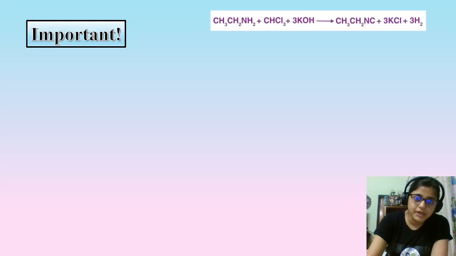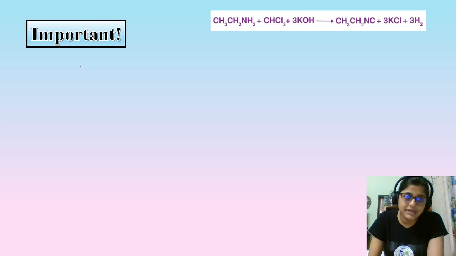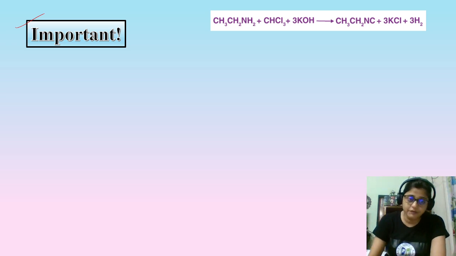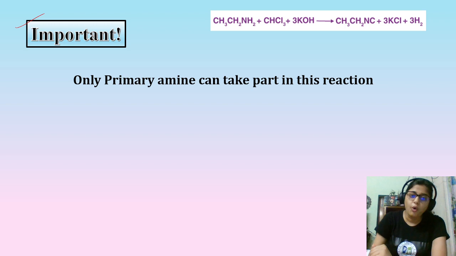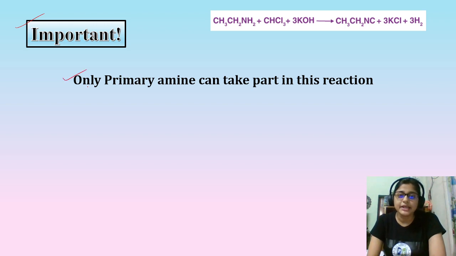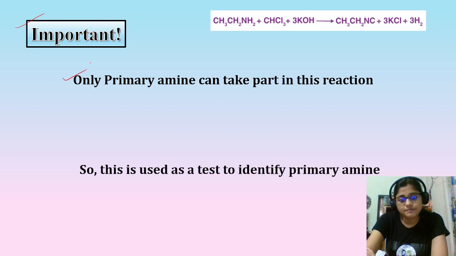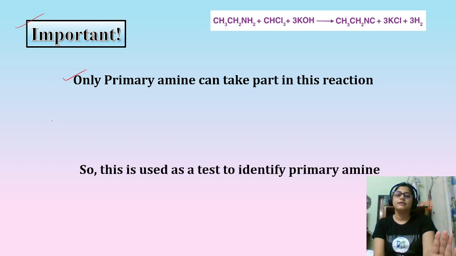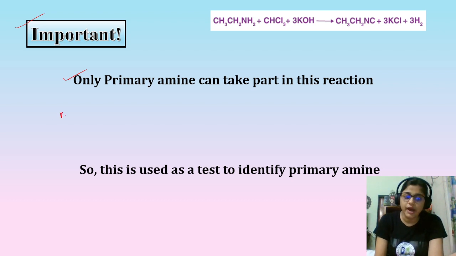So now, important: why is this carbylamine reaction important? Obviously for the transformation, from amine, isocyanide is forming. So this is also very important, and only primary amine can take part in this reaction. Why are we saying that? Let's say it is a secondary amine. Where will the problem actually happen?